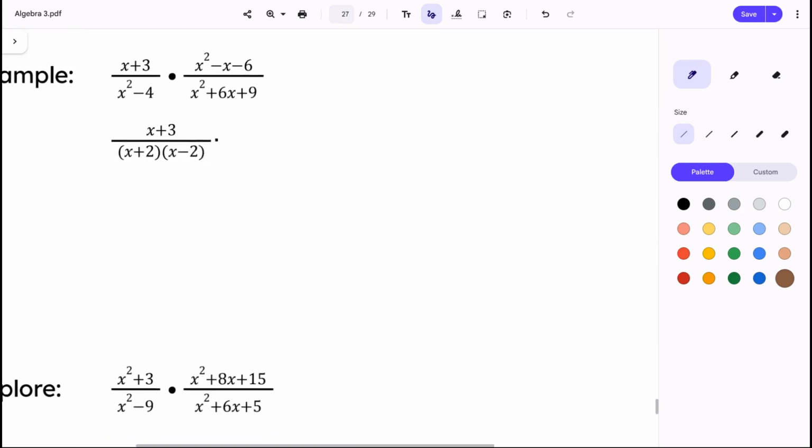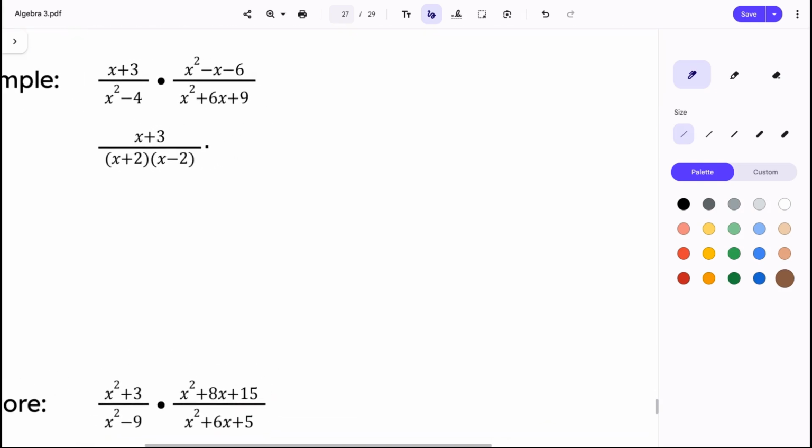Okay, so for this first one, they kind of started the first expression for us. So we just need to finish it off. They kept the x plus 3 on the top. They saw that difference of squares here on the bottom. That's what we just did on the other one. And it was x plus 2, x minus 2. How can we factor the other expression?